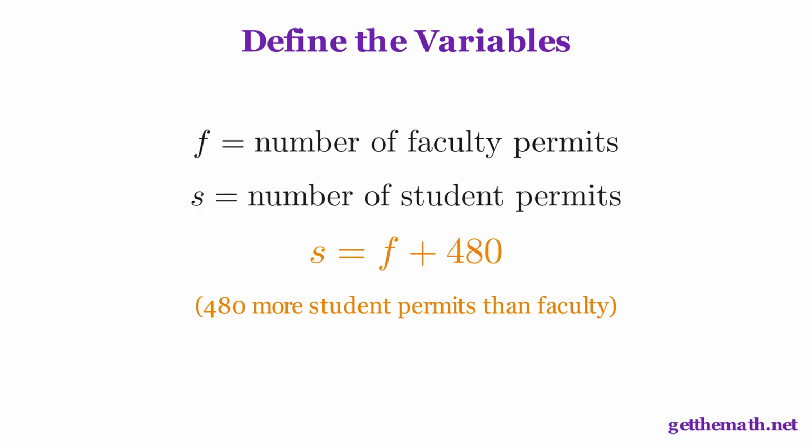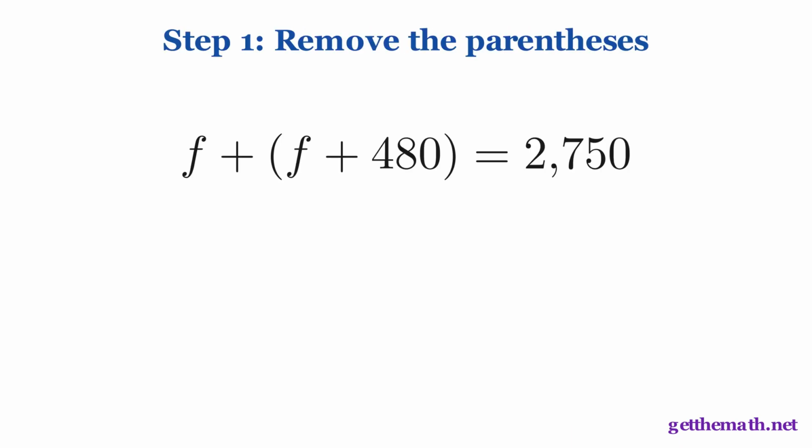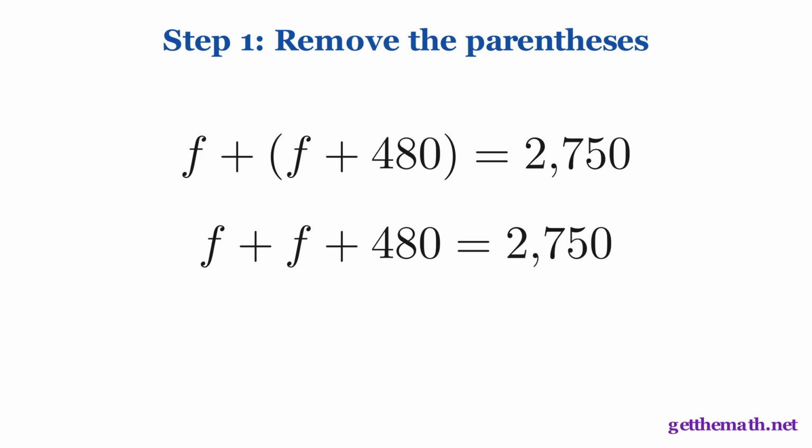Now we use the total. Faculty permits plus student permits equals 2,750. That gives us f plus (f plus 480) equals 2,750. Step 1. Remove the parentheses. f plus f plus 480 equals 2,750.